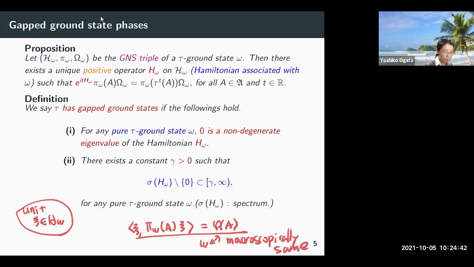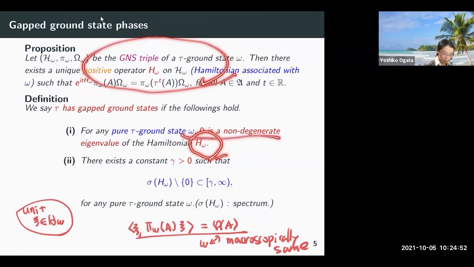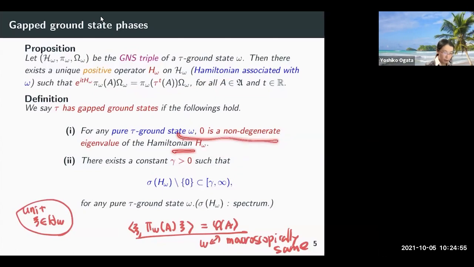And here I'm considering this Hamiltonian in this GNS setting, and I'm considering the Hamiltonian's eigenvalue zero. If there exists another vector xi which is in the kernel of this H omega, it means this xi is another ground state. So what I'm saying here is that there is no other ground state which is macroscopically the same as our ground state. That is what the first condition is telling.